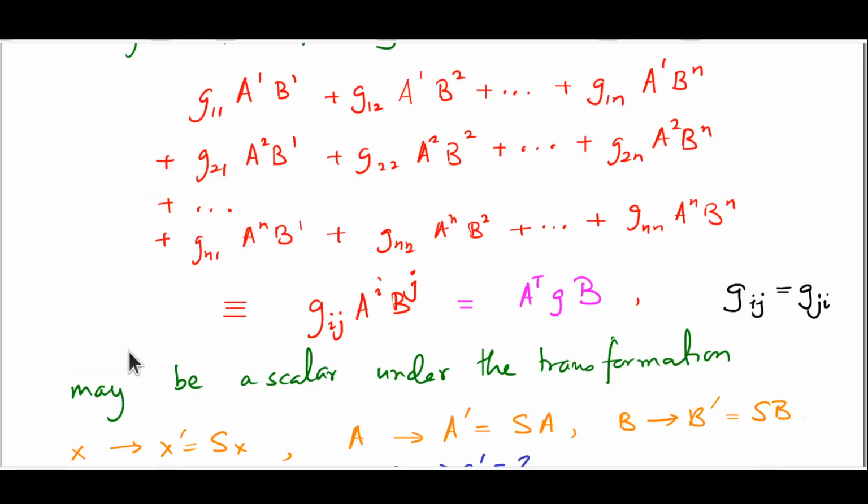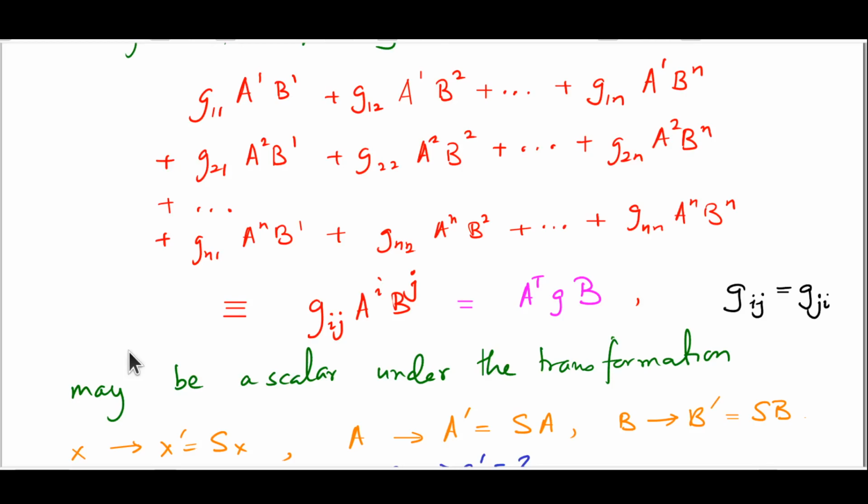Now, the reason why we are looking at such a combination is that we want this combination to be a scalar under the coordinate transformation x goes to x prime equals Sx, where S is some linear transformation. We will soon see how to generalize this to nonlinear transformations too. Of course, under this, A and B being vectors transform to A goes to A prime equals SA and B goes to B prime equals SB. Same transformation as the coordinates. What we want is under this, the quantity A prime transpose G prime B prime be the same as the quantity A transpose GB. In other words, we want this quantity A transpose GB to be a scalar under this particular transformation.